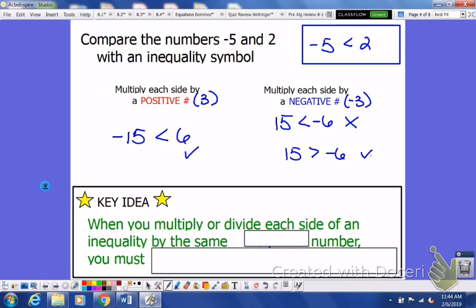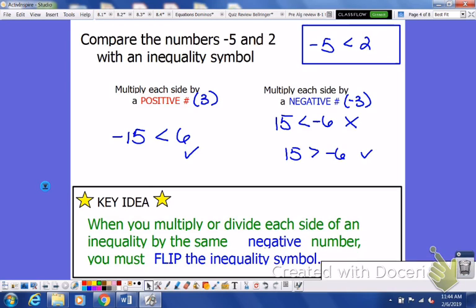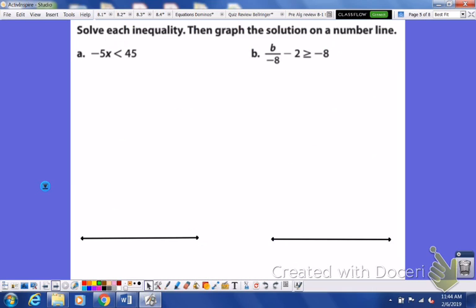Which brings us to our key idea. When you multiply or divide each side of an inequality by the same negative number, you must flip the inequality symbol. That is the only difference between solving equations and solving inequalities. When you multiply or divide by a negative, you must flip the inequality symbol. So if it was less than, like it was here, it now becomes greater than. Alright, let's look at a couple practice problems with that.